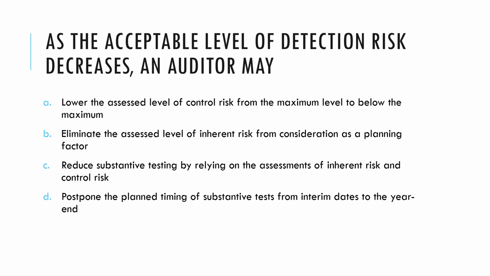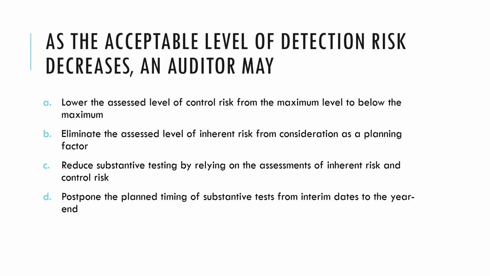Letter B, eliminate the assessed level of inherent risk. And right then and there, we stop, because we can never eliminate the risk of material misstatement. They are uncontrollable by the auditor. Inherent risk and control risk, uncontrollable by the auditor. We can't eliminate them. So not letter B either. Letter C, reduce substantive testing by relying on the assessments of inherent risk and control risk. And once the auditor reduces substantive testing, the auditor has become more relaxed, and this is not the auditor we are looking for.